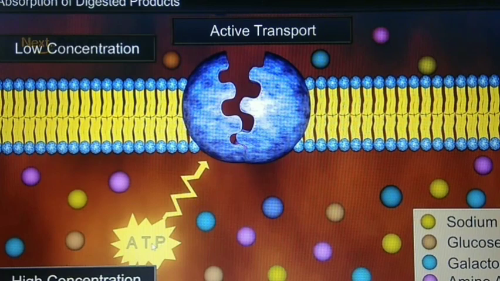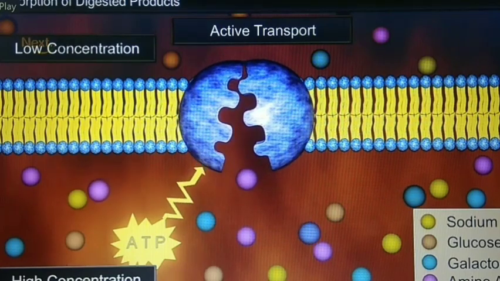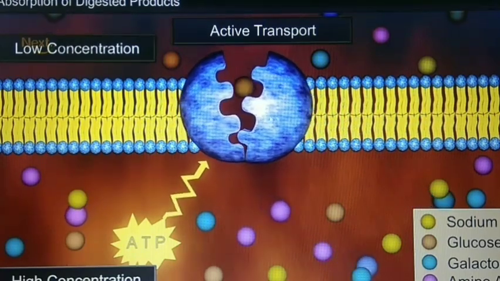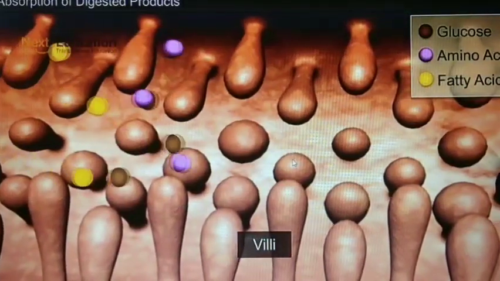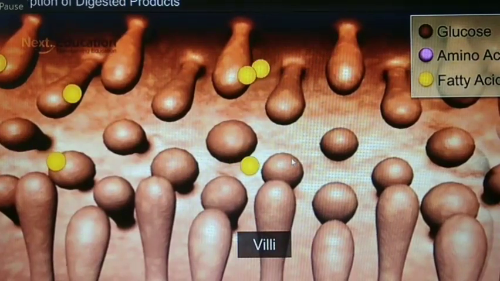This ATP is a form of energy which is used for active transport, and here sodium, glucose, galactose and amino acids are transported in this way, where the complete absorption of the nutrient from the intestinal lumen to the intestinal wall takes place. So complete absorption takes place. These are the points about passive and active transport. Now you have studied passive and active transport.